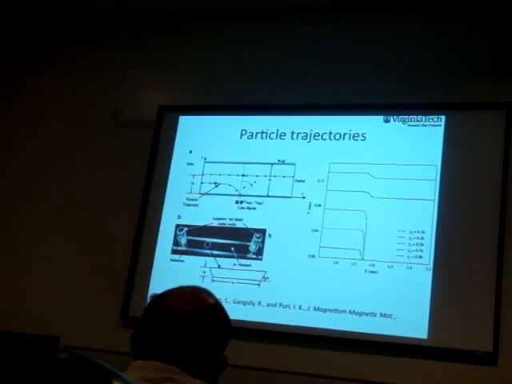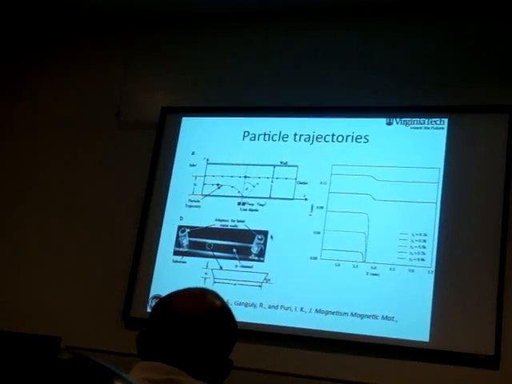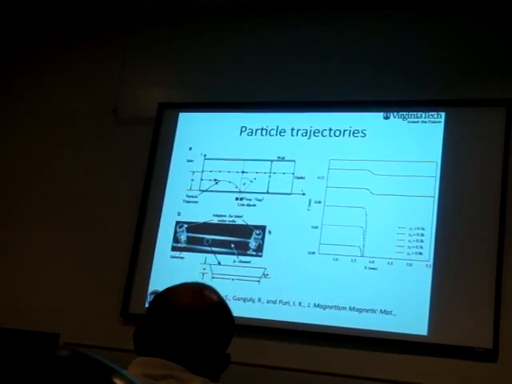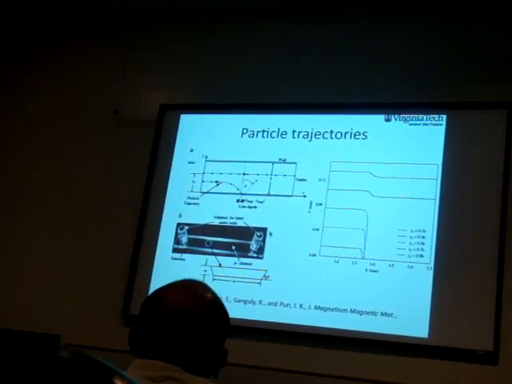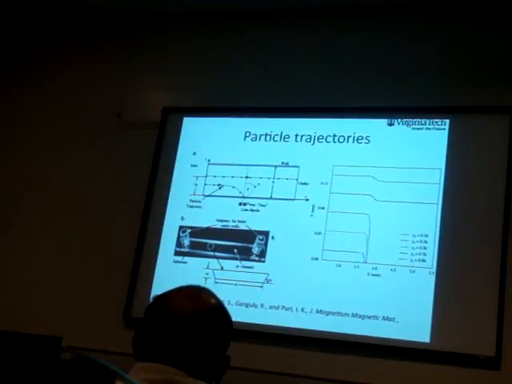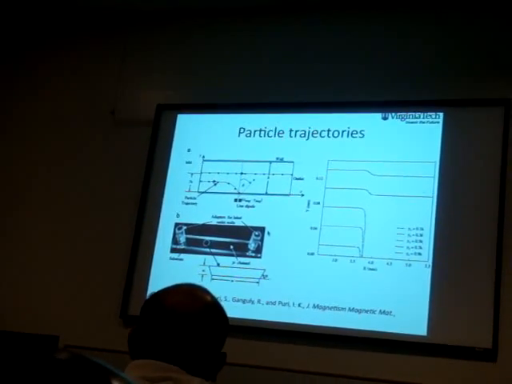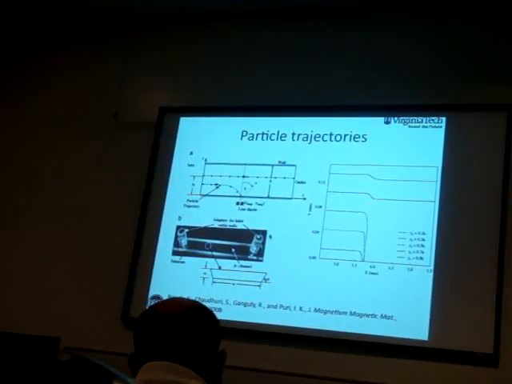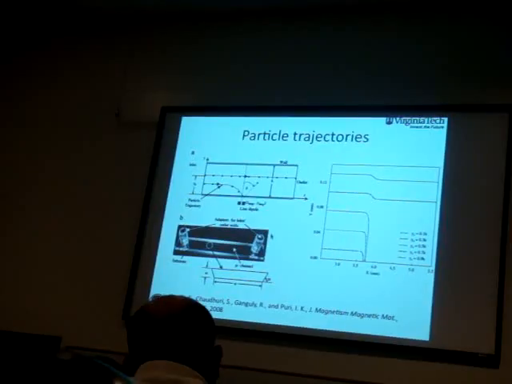So these are examples of Lagrangian computations where you actually track particle trajectory so that you know that you have a high collection efficiency. So when you design the magnetic field, when you design these particle entrapment devices, you also have to design them in such a way that they must have particle trajectories that end at the magnet.